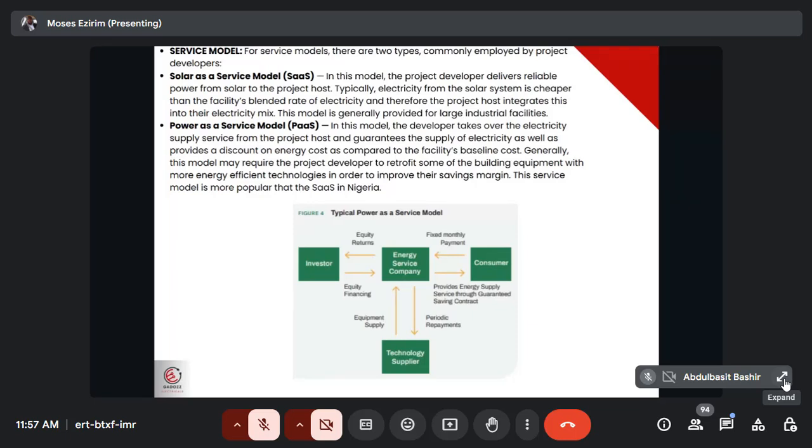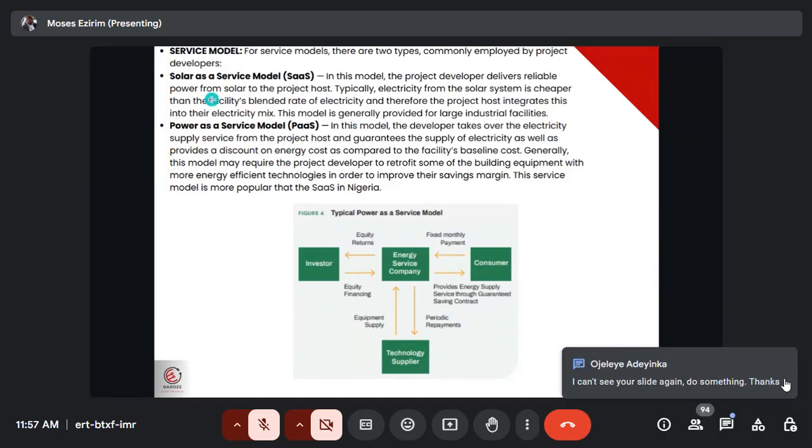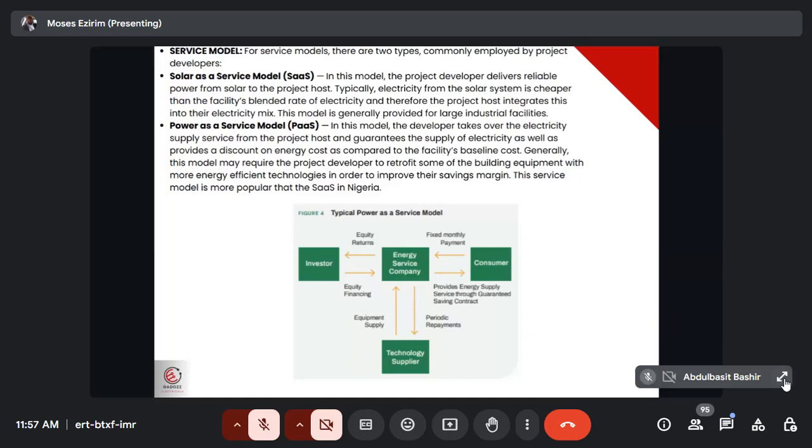So for solar as a service, the business owner is paying the project developer based on the energy that he is using in his facility. Do you understand that? And the energy is always in kilowatt hour. You understand? So you use solar as a service. It makes sense to me.